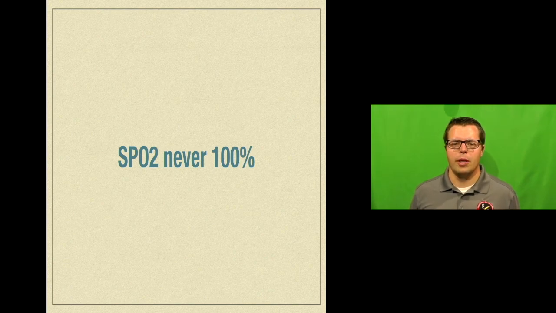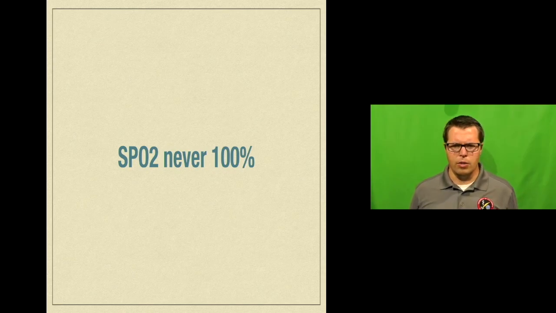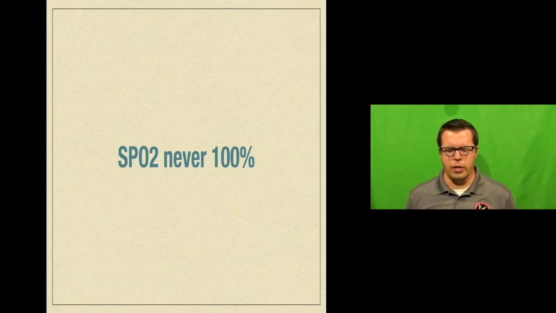Remember that your SpO2 never should be 100% if you can help it. So between 94 and 99, there's no benefit to getting it from 99 to 100. There's definitely harm that can happen for a lot of diseases when you do that, and you don't need it that high. So if his SpO2 is 100%, do something to fix that so that it's not 100%. 98, 99 is just fine.